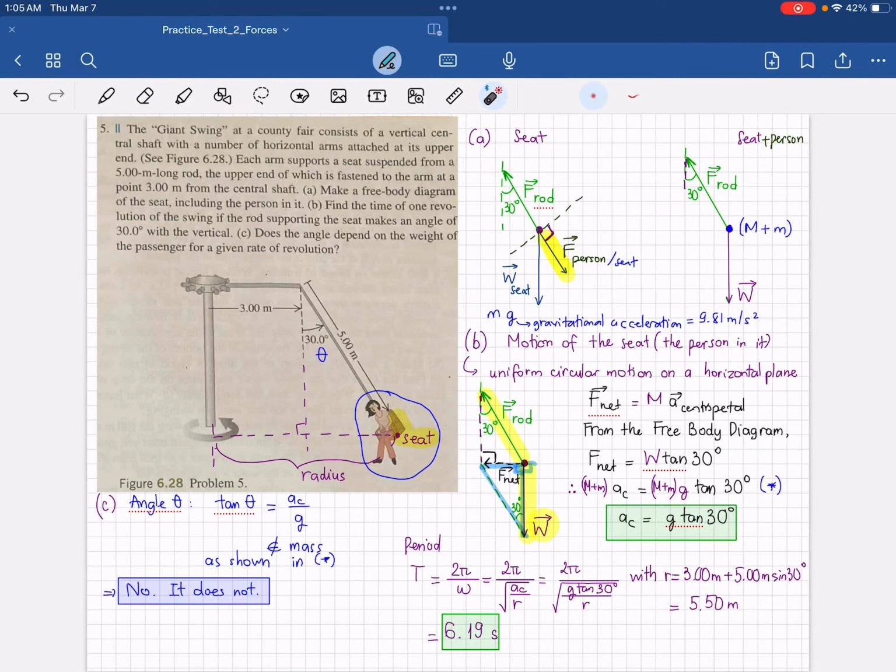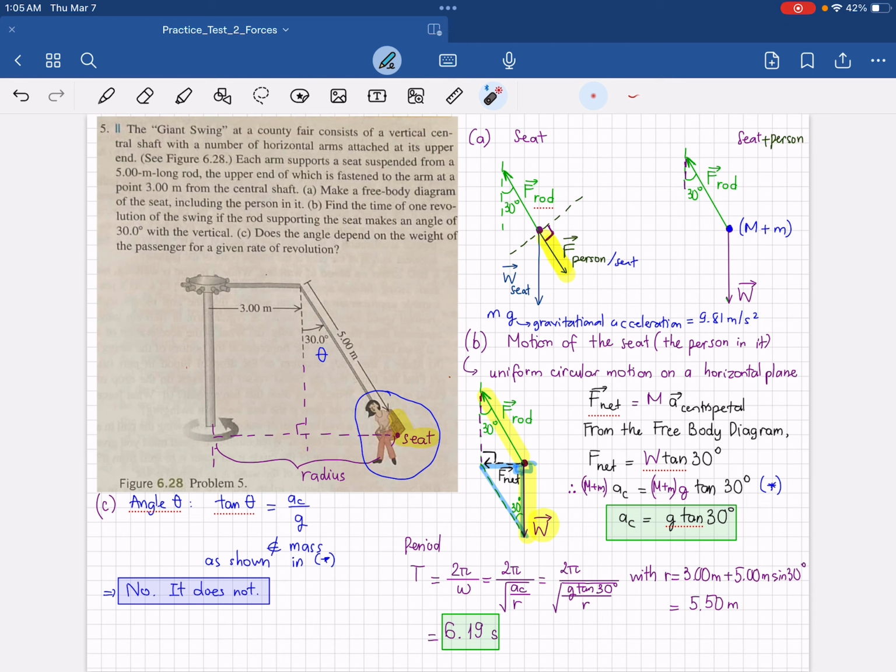Okay, so in the previous video, I tried to explain the logic of how to solve the second question. We need to find the period from the angular speed omega, and the angular speed from the centripetal acceleration. Then we need to find the centripetal acceleration from the F net, and in order to find the F net, we need to analyze the free body diagram that we had and apply the parallelogram method to find the F net.